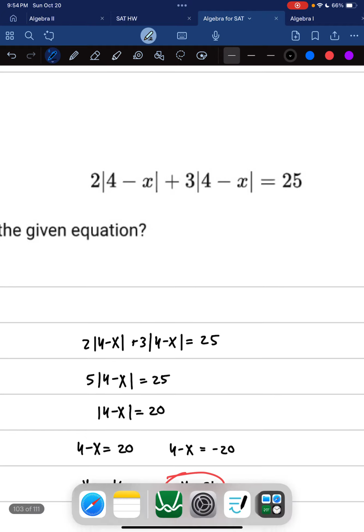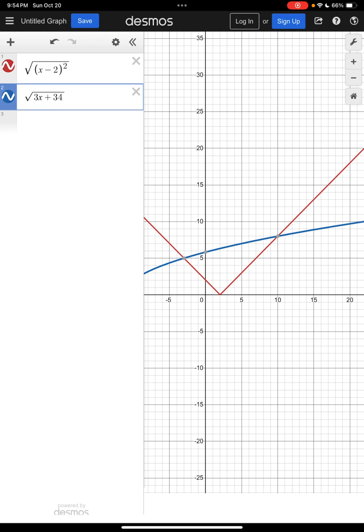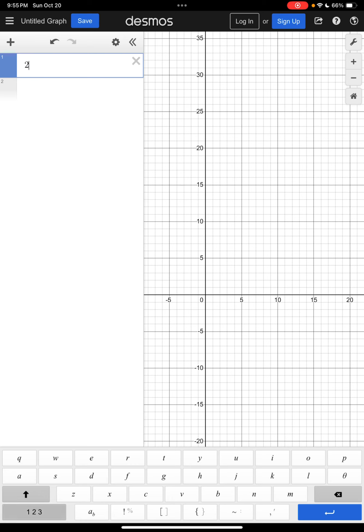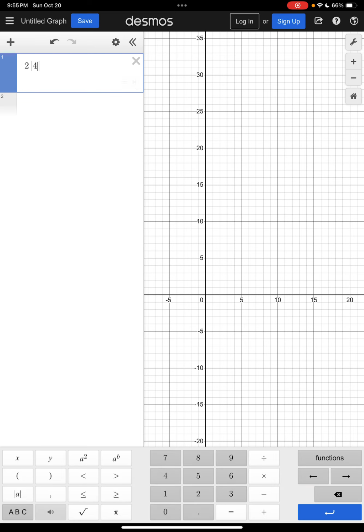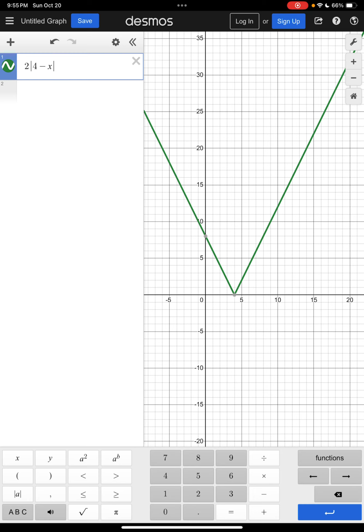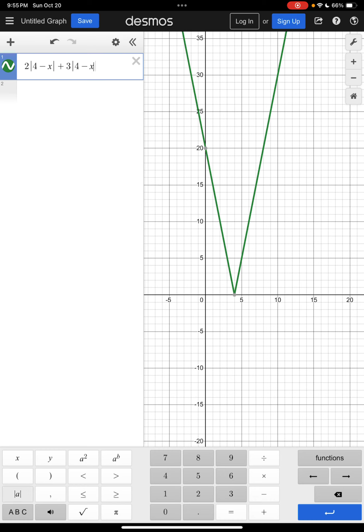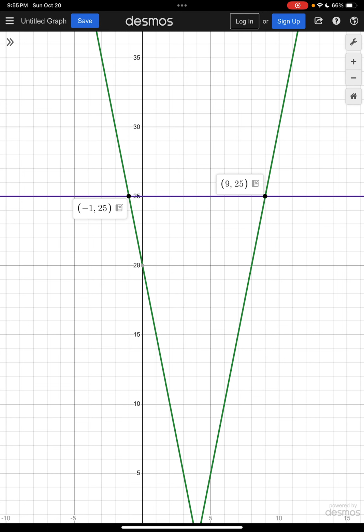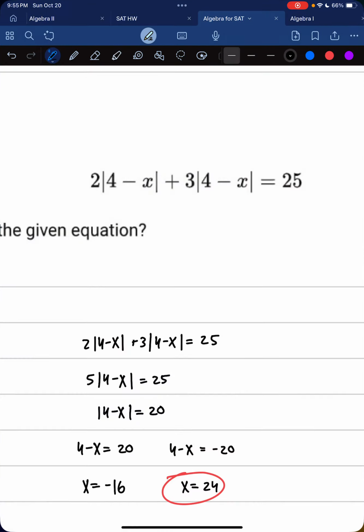And again, you can also solve this using Desmos. If I plug in the left side of the equation, which was 2 times the absolute value of 4 minus x plus 3 times the absolute value of 4 minus x, that's the left side of the equation. The right side of the equation was just 25. Or I can do y equals 25. And notice how they intersect at 2 points. X equals negative 1 and x equals 9. So then those are my two solutions.